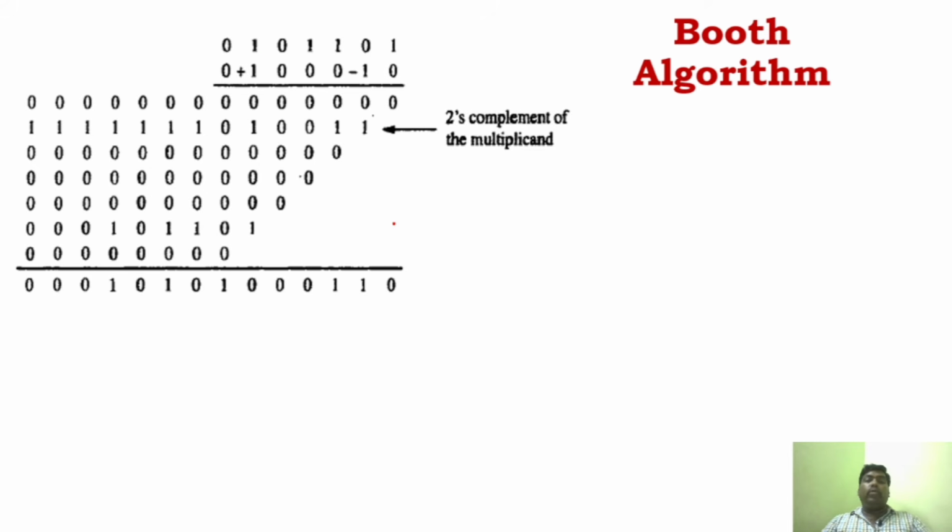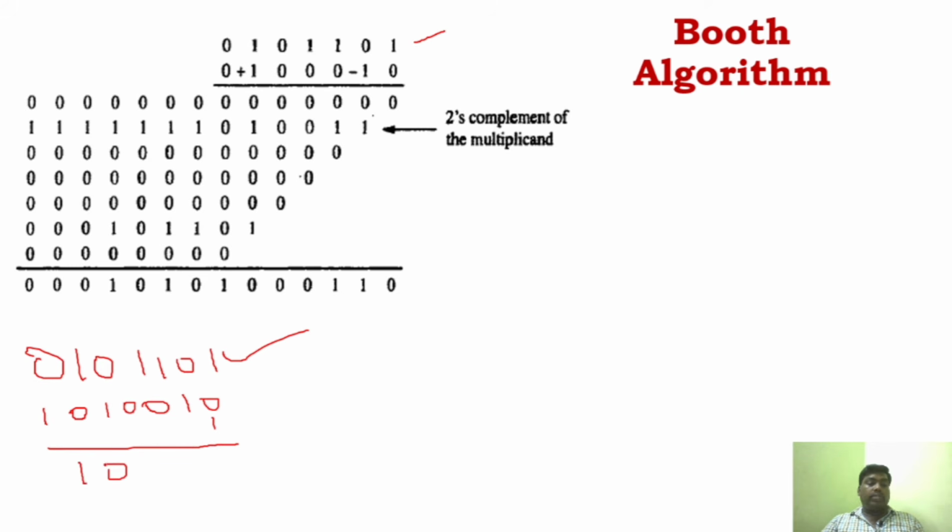So before going to this Booth algorithm, I'm going to find out the 2's complement of this multiplicand. So now remember 0, 1, 0, 1, 1, 0, 1. This is the multiplicand given. Now I'm going to take its 2's complement. To take the 2's complement, first convert into the 1's complement: 1, 0, 1, 0, 0, 1, 0. And I have to add 1 here. So what I'll get? 1, 0, 1, double 0, 1, 1. So this is the 2's complement of the multiplicand, and this is the given multiplicand, okay?